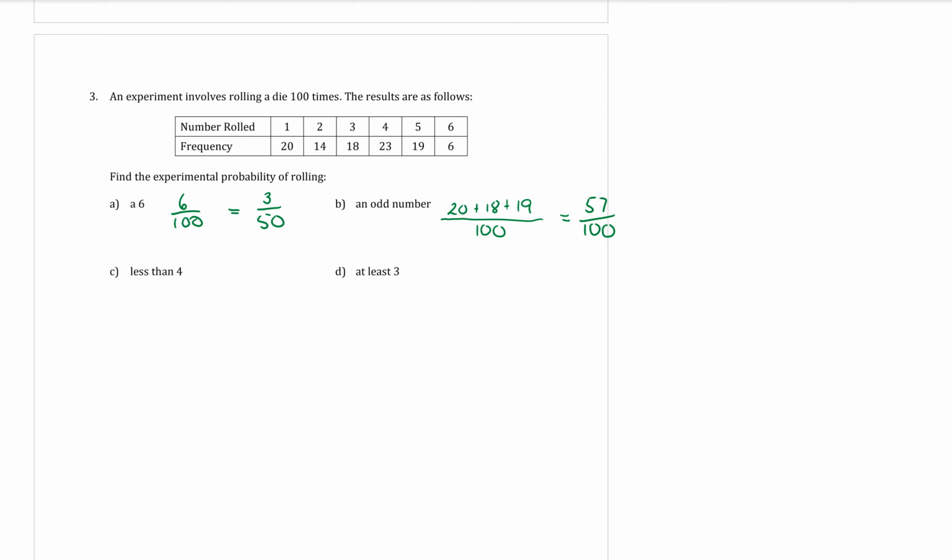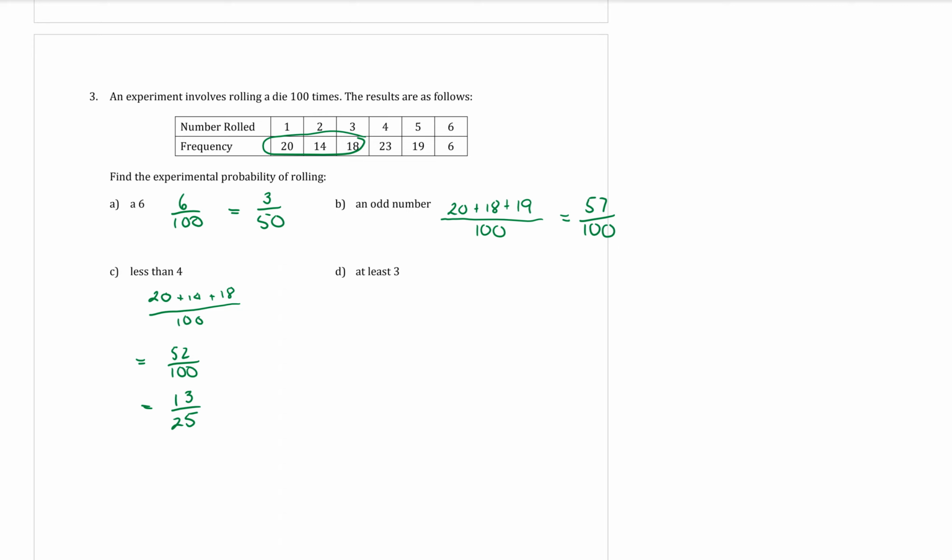Part C. What is the probability of getting less than 4? Now, be careful with the wording in probability questions because that's one of the ways that we try to trick you. Okay? So less than 4, does that include 4? No. So it only is the numbers 1, 2, and 3. So it's those 3 there, the 20, the 14, and the 18. So again, I could add those up. 20 plus 14 plus 18 over 100. And that equals 52 over 100. That one simplifies down. I can divide by 4 to get 13 out of 25. But the next one's harder.